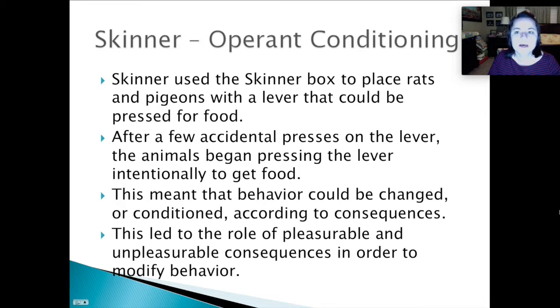Skinner had rats in this box, and they would accidentally press a lever. When that would happen, a pellet of food would pop out. What he noticed is that after so many accidental hits on the lever, the animals actually started hitting the lever on purpose in order to get the food. They were conditioned and taught that once they hit that lever, food would come out.